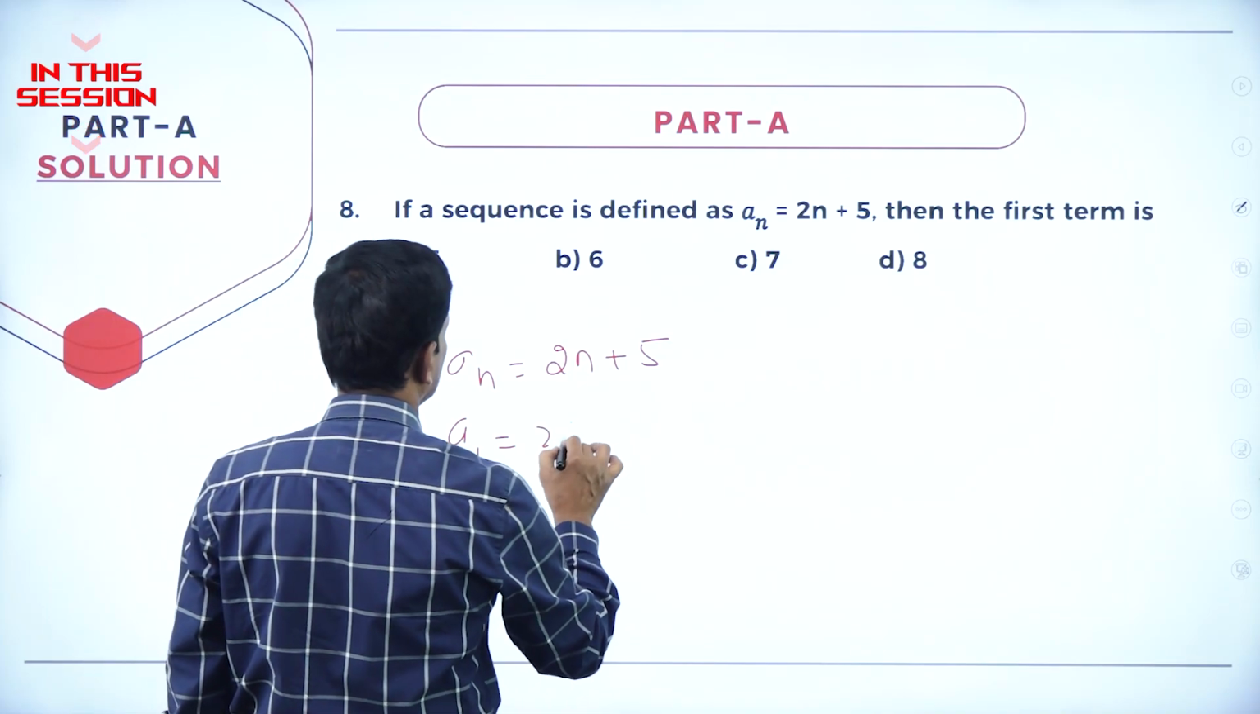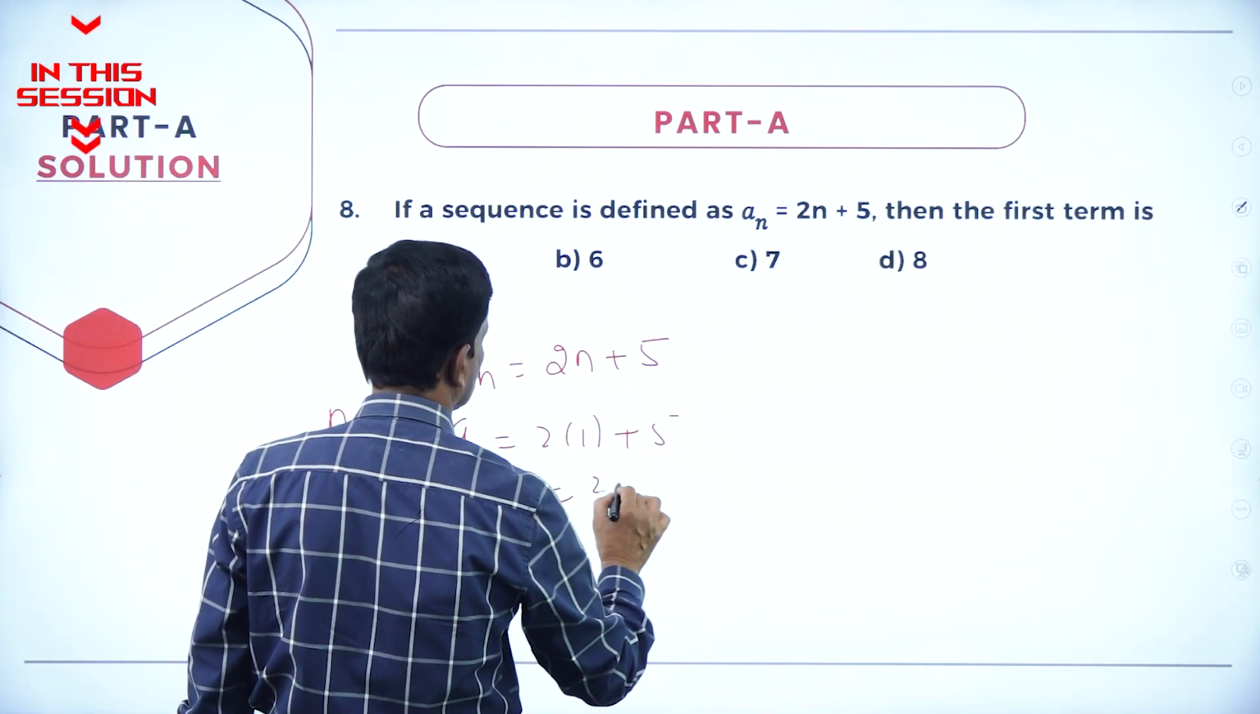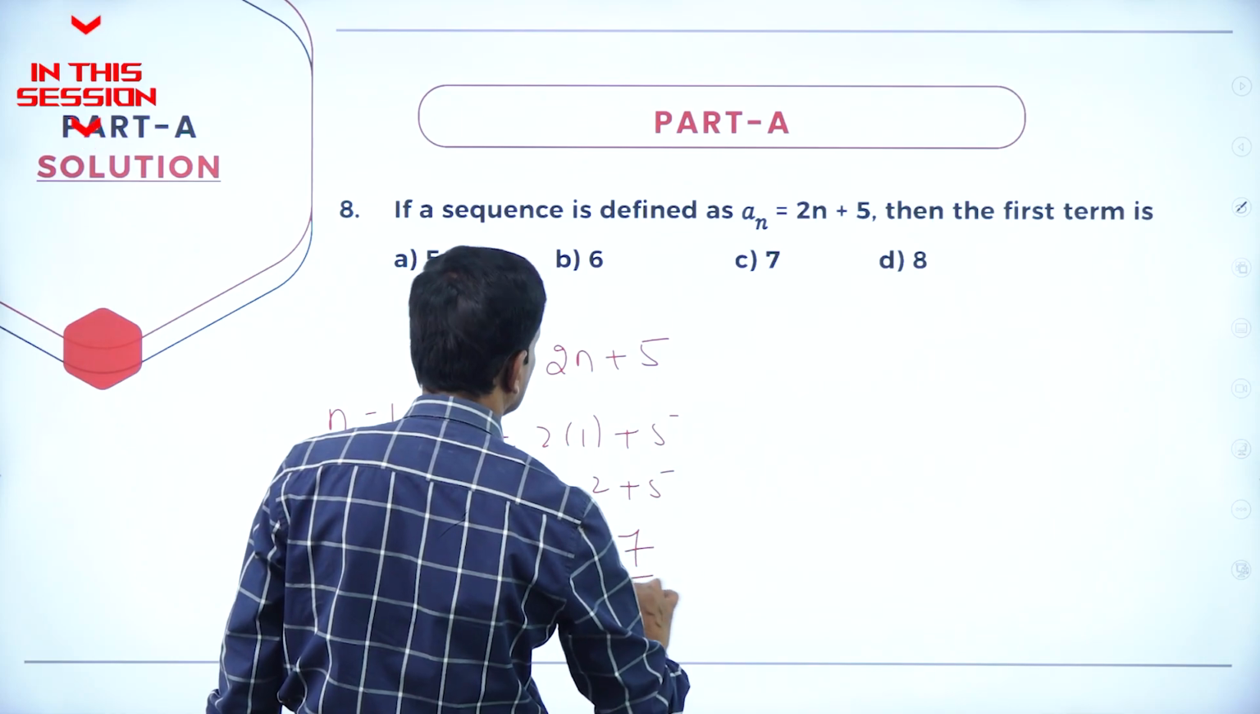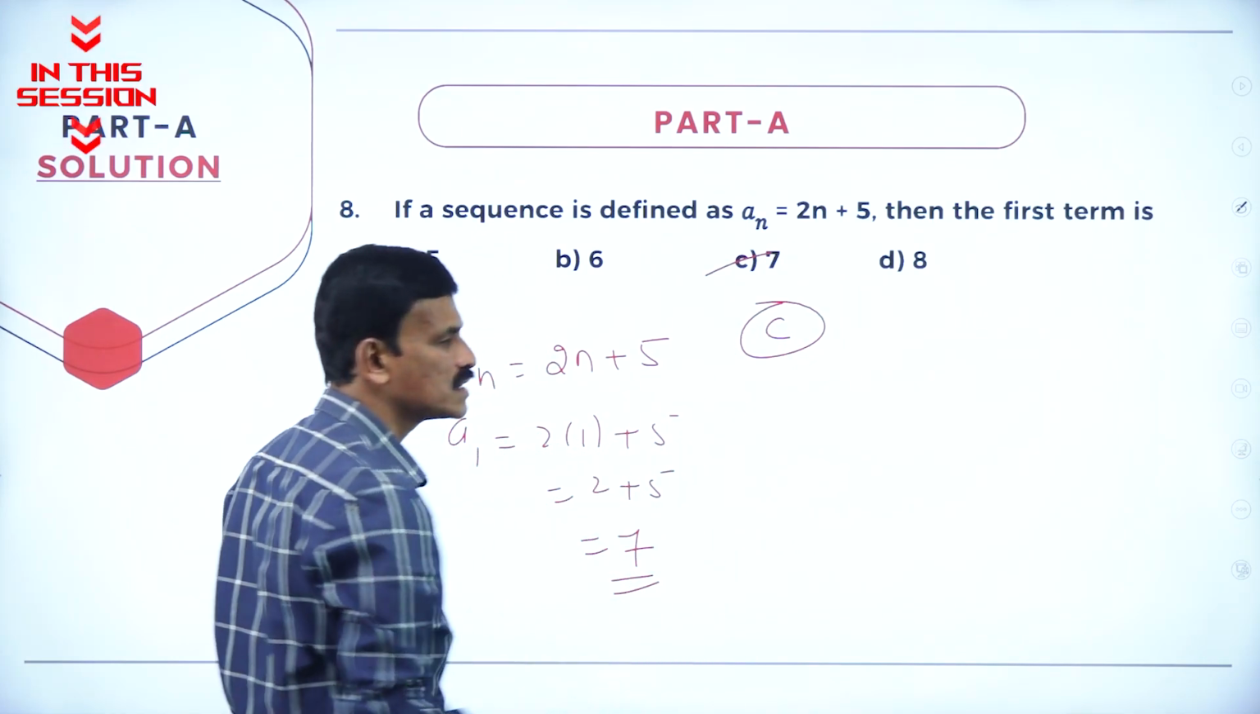Put n is equal to 1, 2 into 1 plus 5, that is 2 plus 5 is equal to 7. 7 is the answer, that is C is the option.